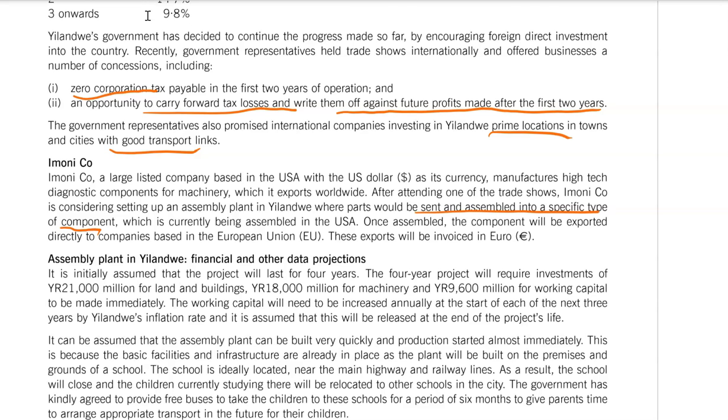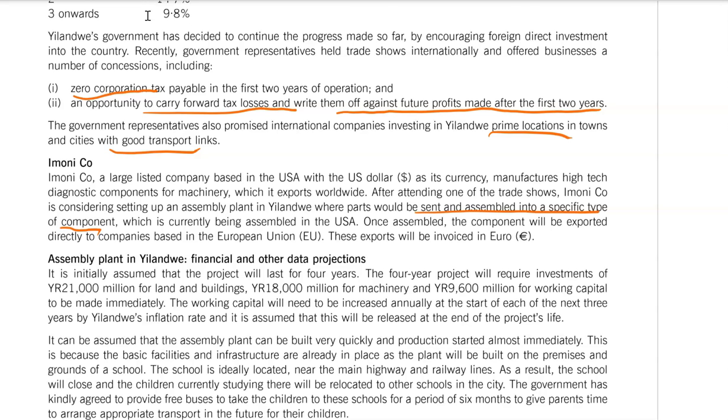What is a trade show? It's an event usually organized by the businessmen of some country, supported by the government obviously, in which the businessmen or the government market their country for foreign direct investment. So Yilandwe holds a trade show in the USA, and by attending that trade show, your company may get impressed, and your company wants to set up a plant in Yilandwe.